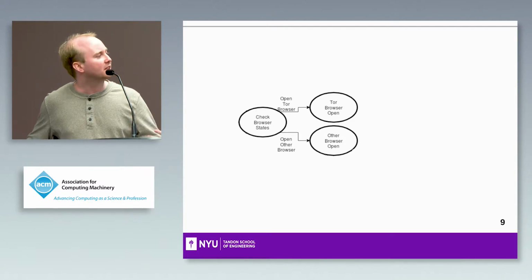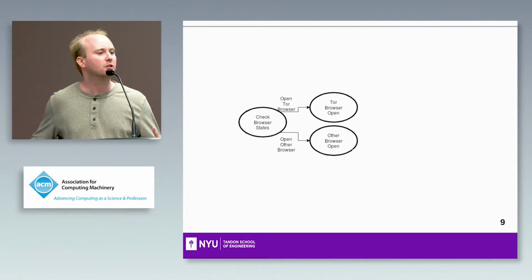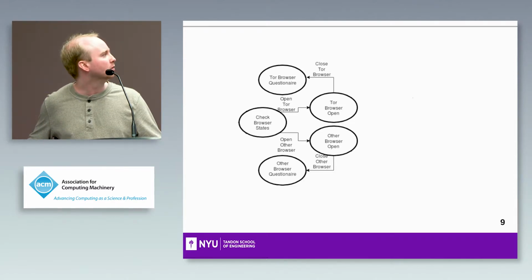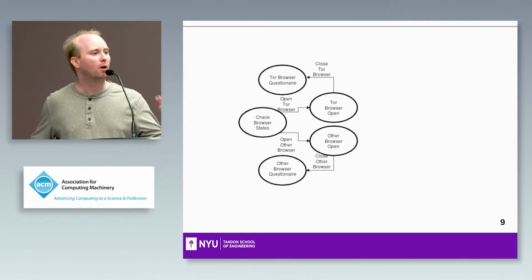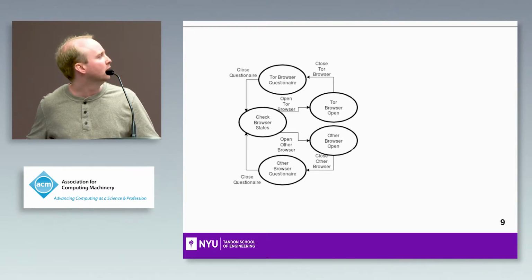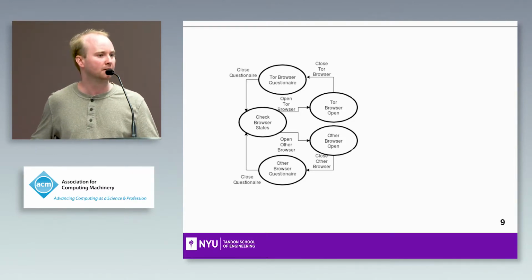So sticking with the example of the Tor browser, if a participant launched the Tor browser and then closed the Tor browser, we would change state from Tor browser open to Tor browser questionnaire, where the appropriate questionnaire would be spawned for them to answer. Upon the completion of this questionnaire, we would return back to the initial state.